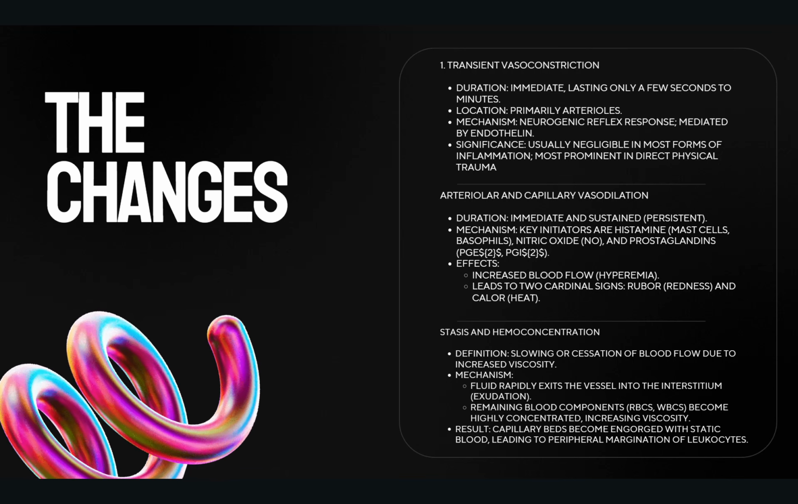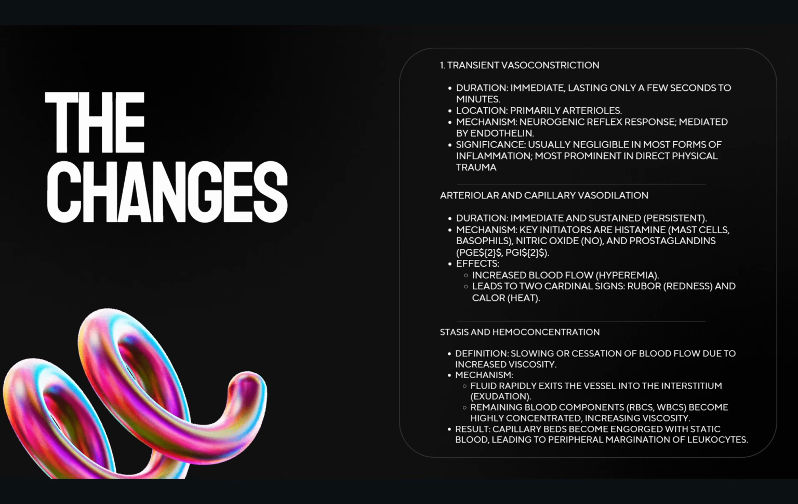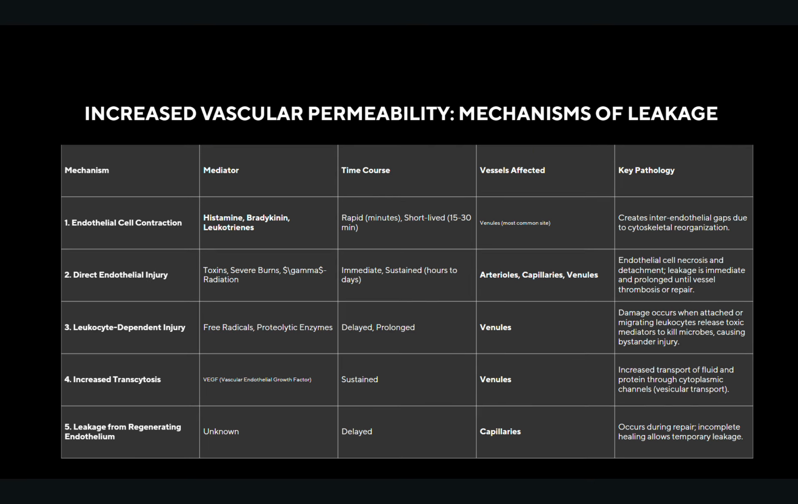Increased permeability: the mechanisms of exudation. This is the hallmark of inflammation. The dramatic increase in permeability allows the escape of high molecular weight proteins, notably fibrinogen and immunoglobulins, into the interstitium. This distinguishes the protein-rich exudate from a simple transudate. We must understand five major mechanisms.